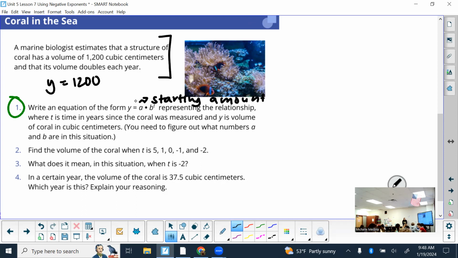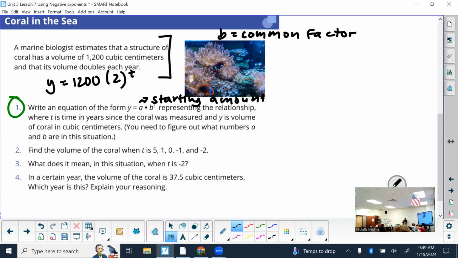Table 5, what's going to be my b in this situation? It doubles each year, which means multiplying by what? So b is going to be 2. Good. Questions on that? Does anyone know what the formal name for the b is? Common factor. So whatever you're having to multiply by each time to get to the next number. From year to year, it's doubling, so I'm multiplying by 2.